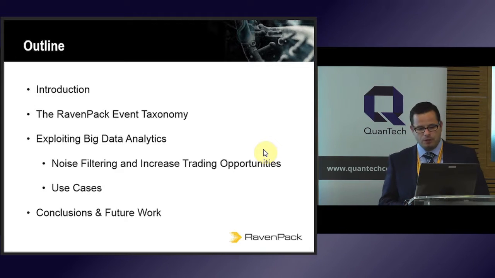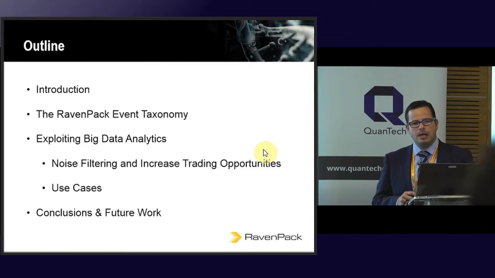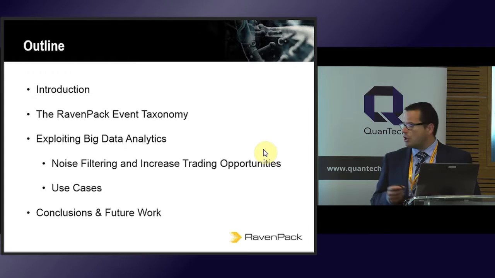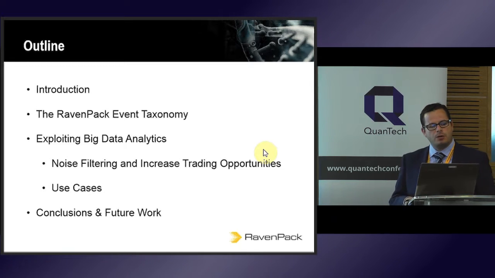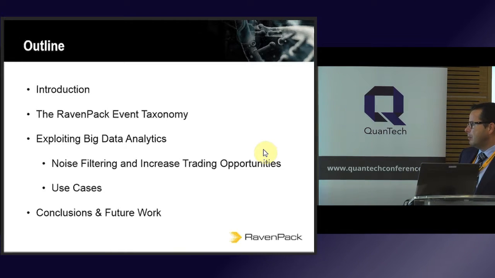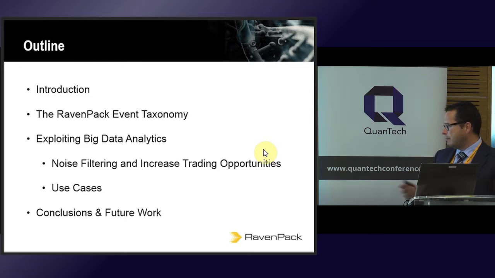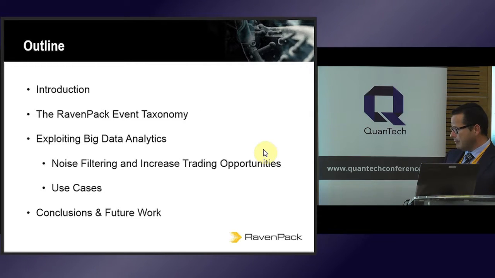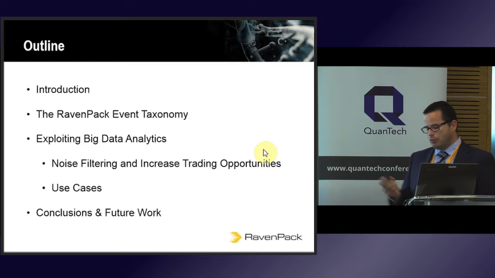So this is the outline of the talk. I will start by providing a brief introduction about the way we structure the content and the key capabilities we rely on in such a structuring. After that, I will jump into what I call the spine of this structure, which is the RavenPack event taxonomy, where we consider more than 2,000 different event types. In the next section, I will show some techniques on how to use the taxonomy for trading, and some techniques on noise filtering and for increasing the trading opportunities we may have. In this section as well, I will provide our latest research results, and finally some conclusions and future work that we are planning to do.